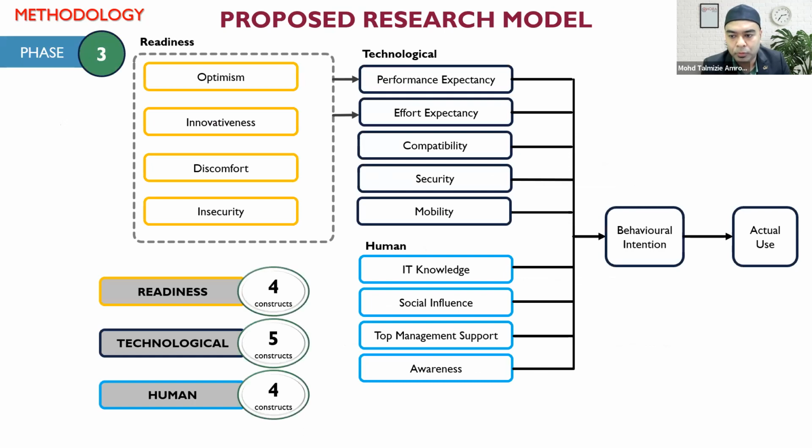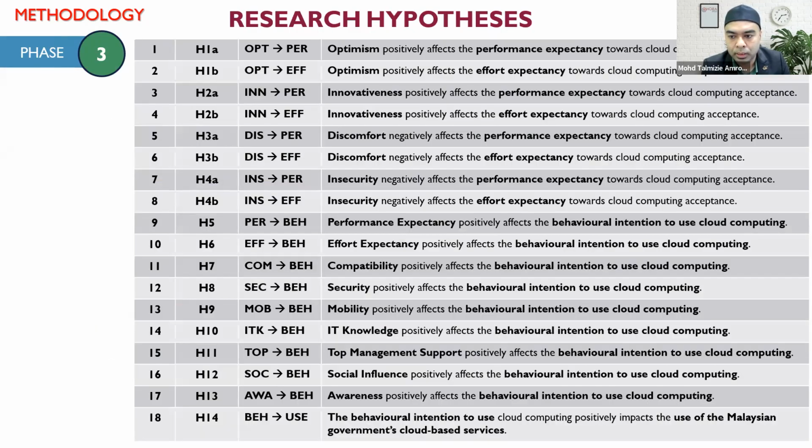In phase 3, the proposed model's readiness dimension is the TRI, Technology Readiness Index factor, which is extended to the UTAUT constructs. There are 5 constructs derived from UTAUT, which are performance expectancy, effort expectancy, social influence, behavioral intention, and actual use. They are extended with 6 other constructs from the metric analysis, which are divided into 2 main dimensions, technological and human dimension. The slide shows the 18 hypotheses which have been tested in this study.